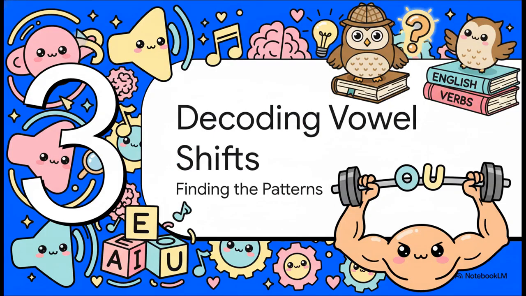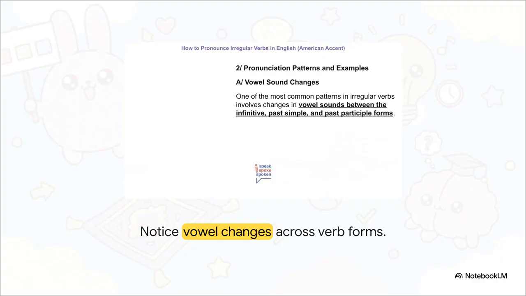All right, Section 3, decoding the vowel shifts, finding the patterns. Now, despite all that historical chaos, there are actually hidden patterns here that we can decode. A huge one involves shifts in the vowel sounds right in the middle of the word as we move from the base form to the past simple to the past participle. For these next few tables, I really want you to listen closely to my pronunciation and literally repeat after me out loud. Building that muscle memory is absolutely crucial.